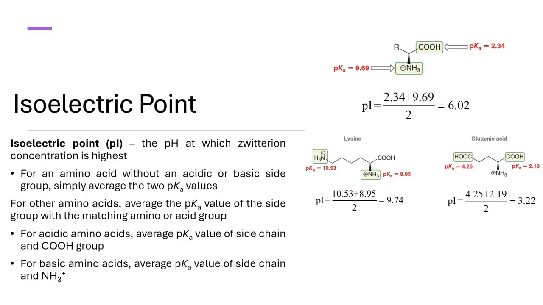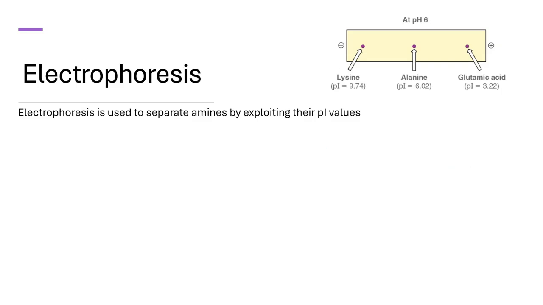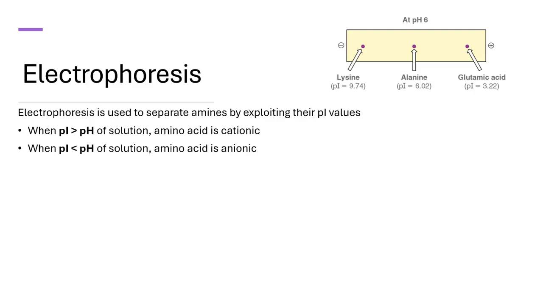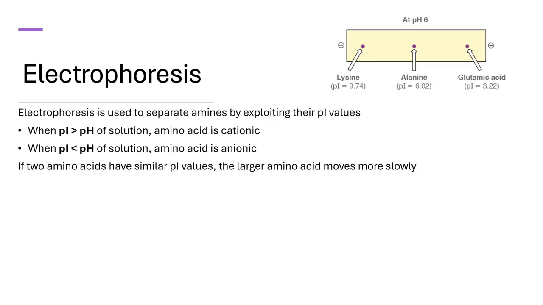Electrophoresis. Electrophoresis is used to separate amino acids by exploiting their pI values. When the pI is greater than the pH of the solution, the amino acid is going to be cationic. When it's the other way around, the amino acid is anionic. If two amino acids have similar pI values, the larger amino acid moves more slowly. Cations will move towards the cathode, anions will move towards the anode.